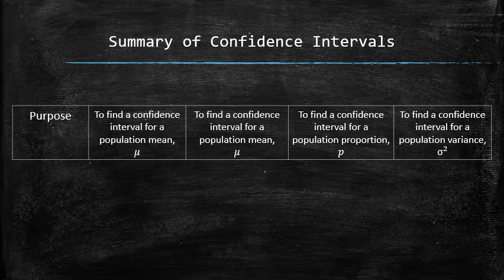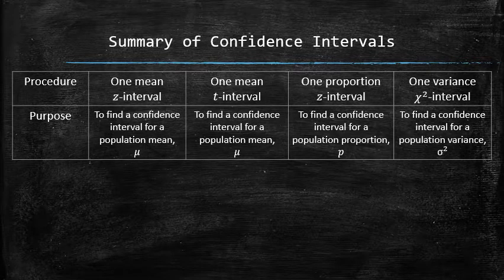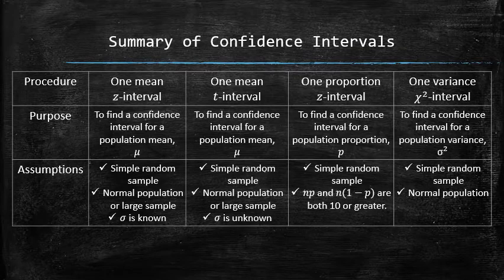Next, we determine the procedure in the following way. Always use the chi-squared procedure for variances and the z-procedure for proportions. For a simple mean, we need to check whether the population standard deviation is known. If it is known, then we use the z-procedure. If it is unknown, then we use the t-procedure. Remember, before applying the procedure, we have to verify all the assumptions.